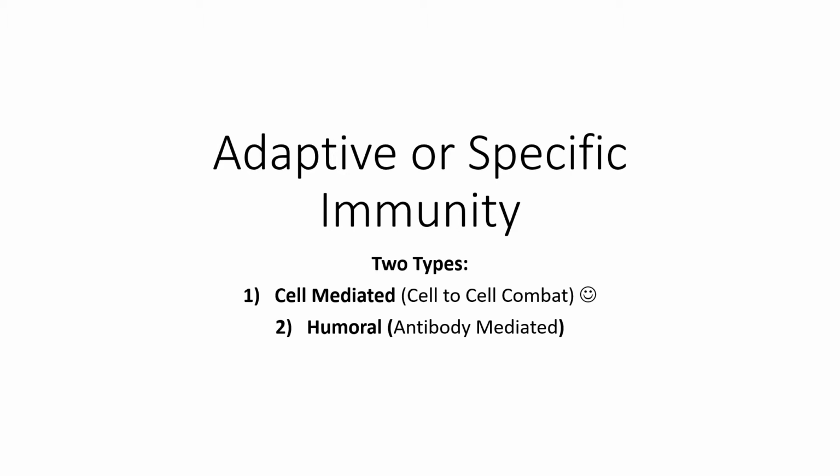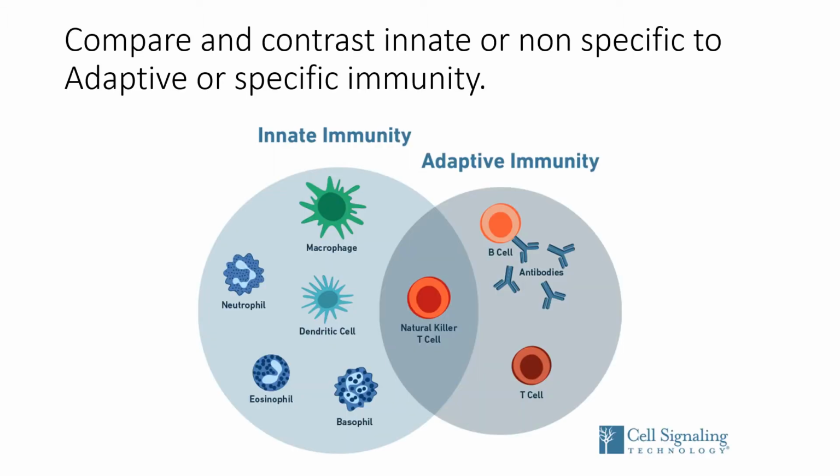So here we're looking at the adaptive or specific immunity. There's two basic types. We have cell-mediated, which is like a cell attacking other cells, or cell-to-cell combat. And then we have humoral or antibody mediated, and that has to do with B cells and the production of antibodies. So the thing that makes this unique is that we compare and contrast the innate immune system.